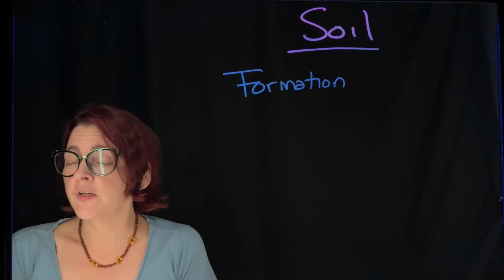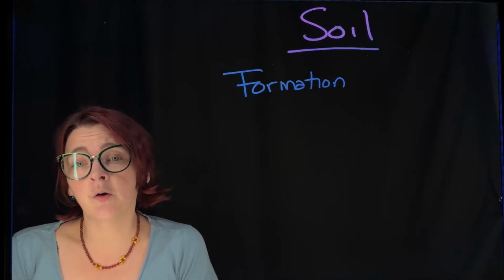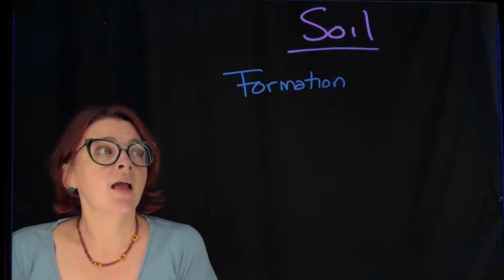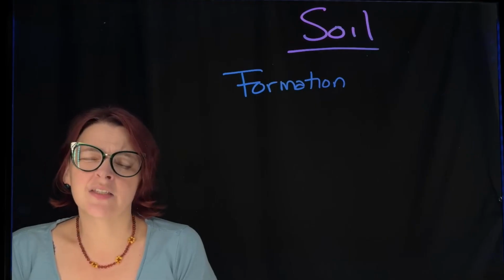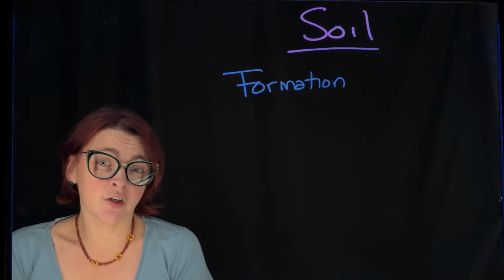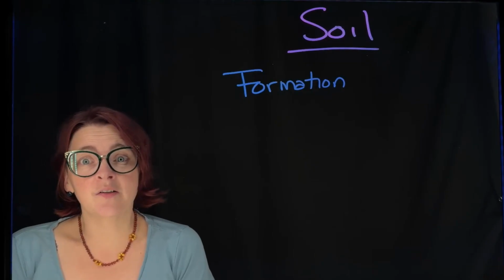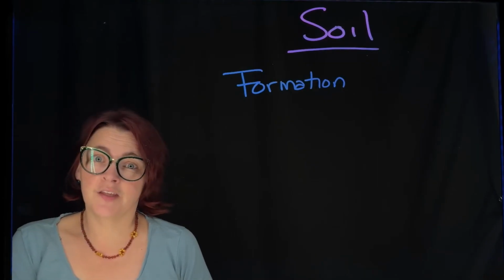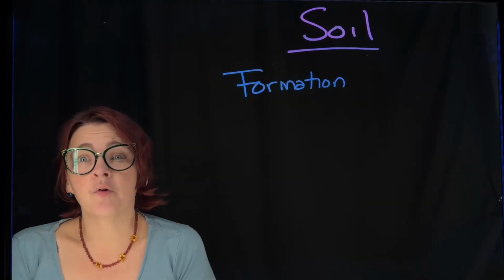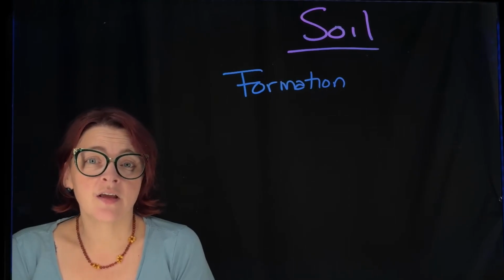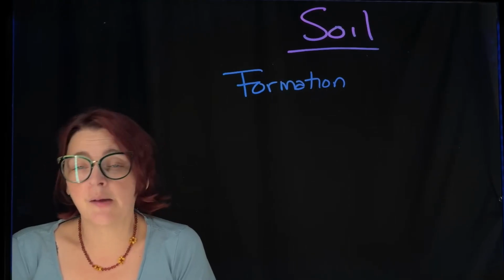So let's talk about how soil is formed. First of all, soil is a mixture of mineral and organic materials. And soil is not dirt. Dirt is what you get on your clothes, and it becomes dirty, whereas soil is the stuff that you dig outside. Soil is formed over hundreds of thousands of years from both physical and chemical weathering.